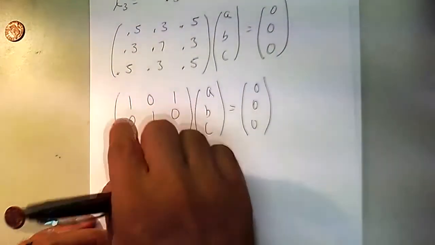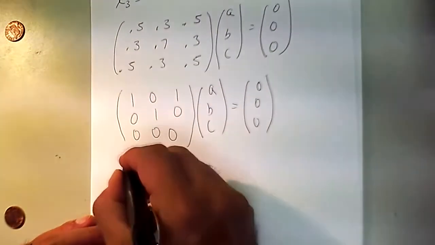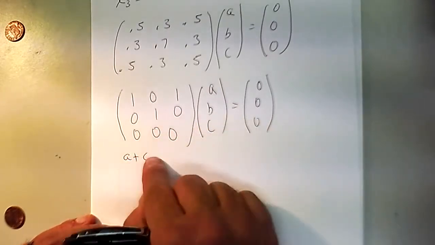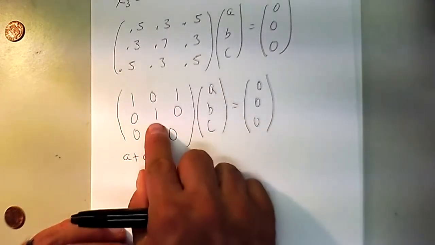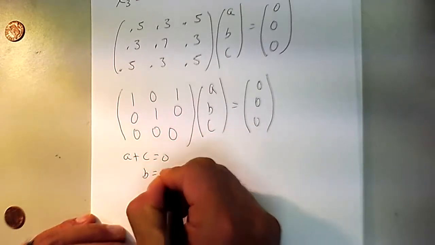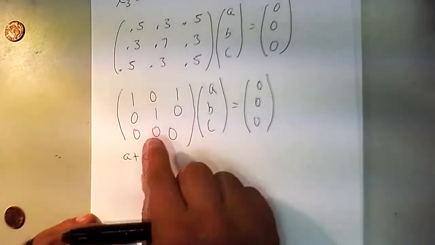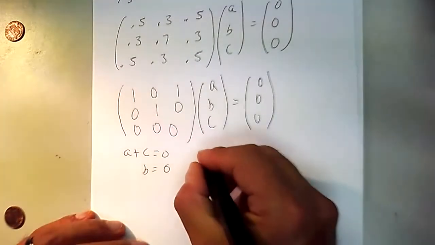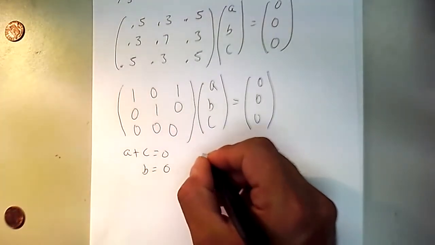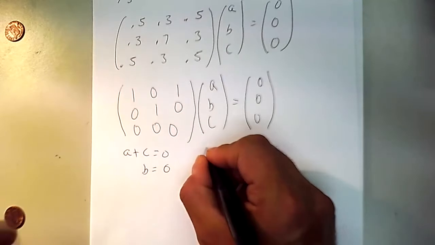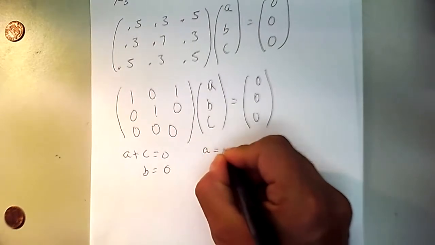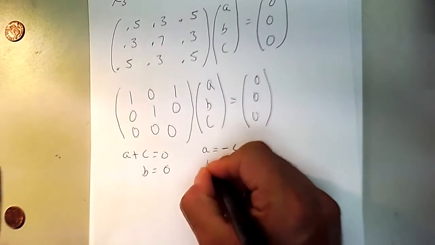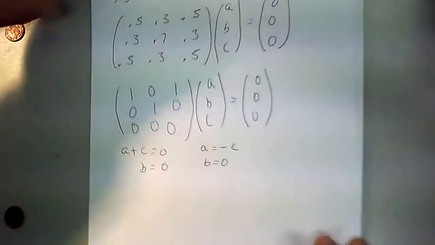This tells us that A plus C is equal to 0, so they're opposite of each other. And B by itself has to be 0. And then this doesn't tell us any additional information. So that means that A has to be the opposite of C. A equals the opposite of C, and that means that B still stays as 0.